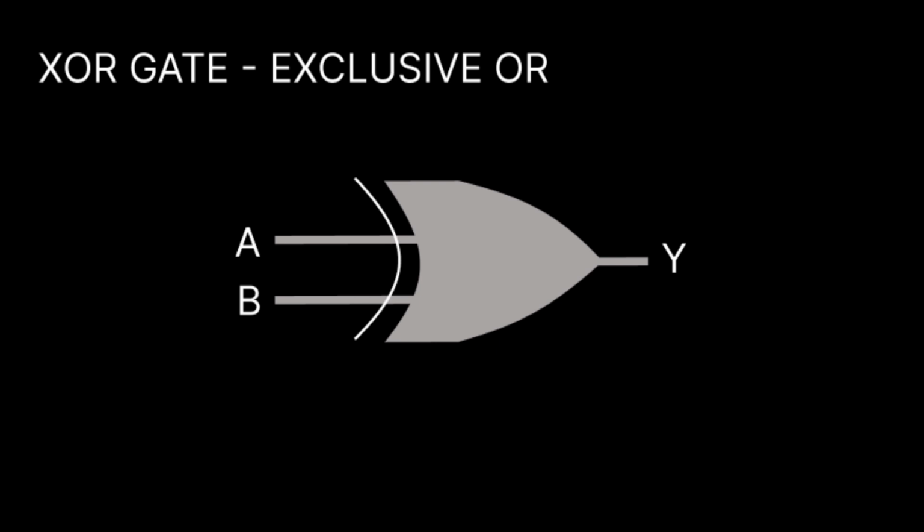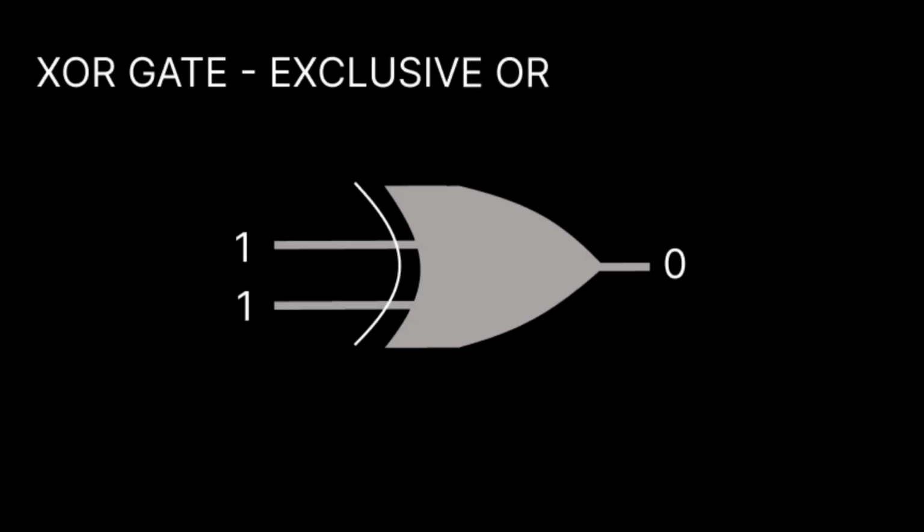Now, this is the symbol of the exclusive OR. It looks like the OR gate, but it has some sort of arc at the back. For example, here our inputs A and B are both 1. If this was an OR gate, then the output would have been 1. But since it's an XOR gate, the output is 0 because more than one of the inputs is 1. We can also check out its truth table.